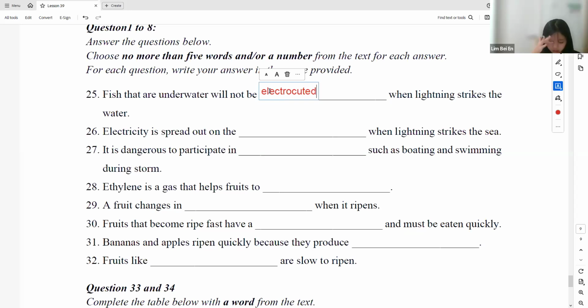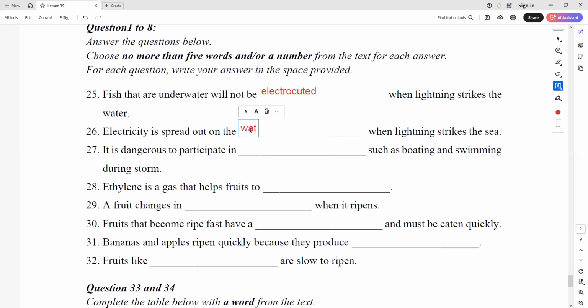Electricity is spread out on the surface during a storm. So it's what? It's spread out on the water surface, right? 水面上哈，它就在那边扩散了，然后就不会打到这个水里面哈，underwater. Okay, next 27 and 28. Thank you, Ben.